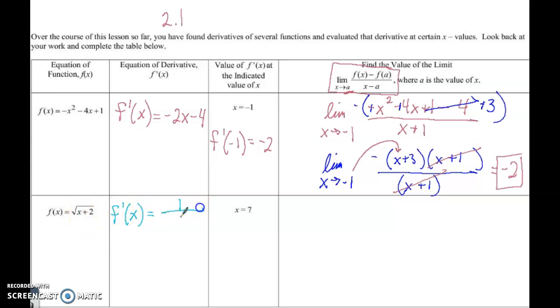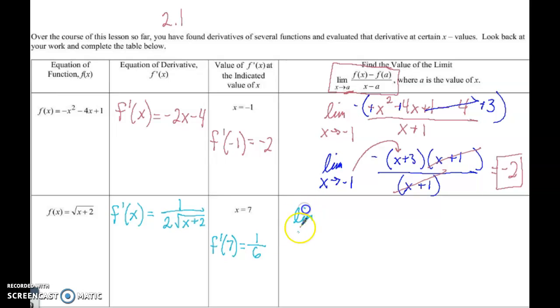So again, I believe we already did this one, finding the derivative. Correct me if I'm wrong, but I believe it was 1 over 2 square root of x plus 2. And when we did f prime of 7, it was 7 plus 2 is 9. The square root of 9 was 3 times 2 is 6. We got 1/6. So we could do this process again.